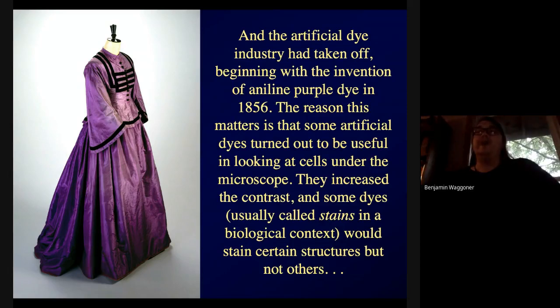Dyes increase the contrast. A lot of cells are pretty much transparent. There are some tricks with the light that you can use to see detail and bring out detail in a transparent cell. But dyes, or when we're talking about biology, we usually call them stains. Stains will not only increase contrast, but some stains will stain certain structures, but not others. So they might stain the nucleus very strongly, but not the rest of the cell. They might stain some types of organelle, but not others. There's a whole bunch of these.